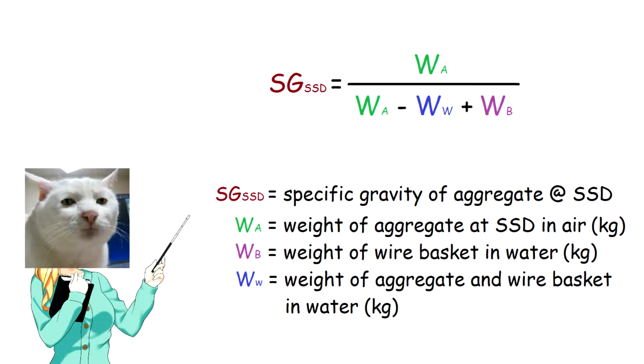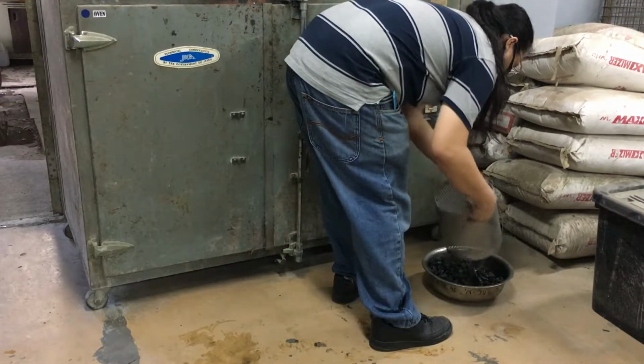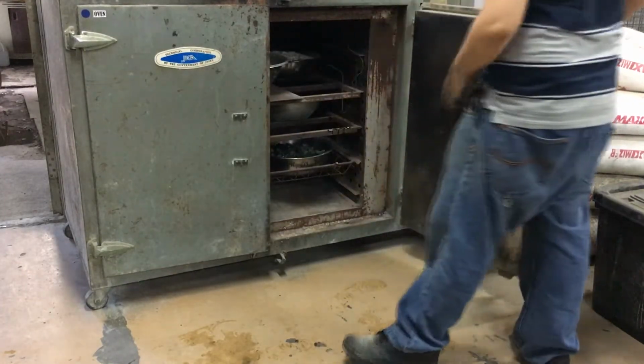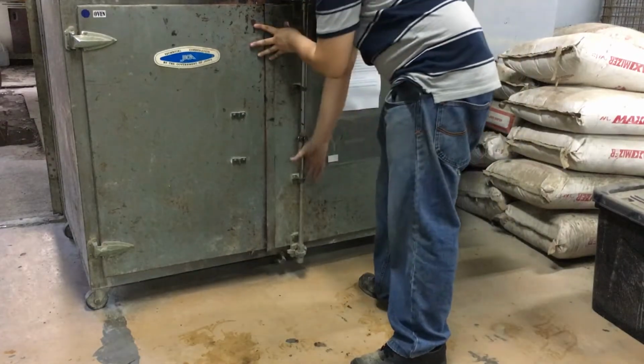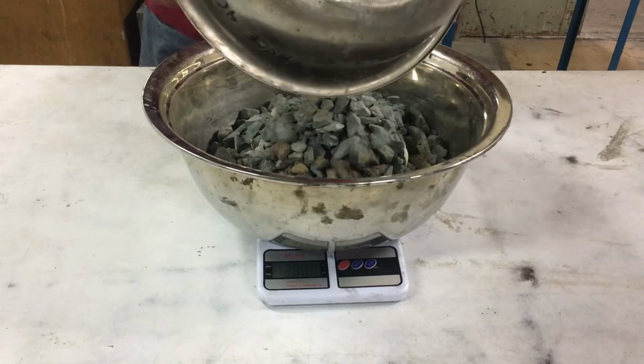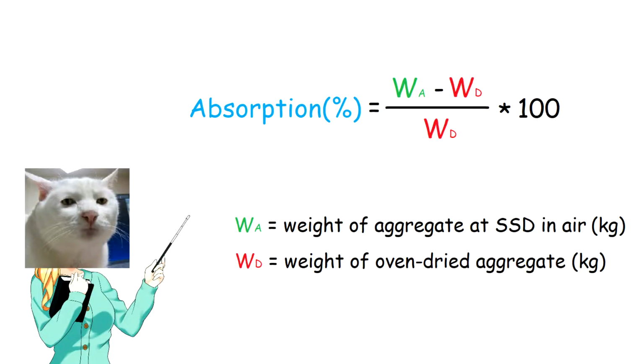You can calculate the specific gravity of aggregate at SSD condition by using this equation. Remove the aggregates from the basket and put them in a container. Place the sample in the oven to dry at 105 degrees Celsius for 24 hours. After drying, weigh the oven-dried sample and record it as WD. You can calculate the percent absorption of aggregate by using this equation.